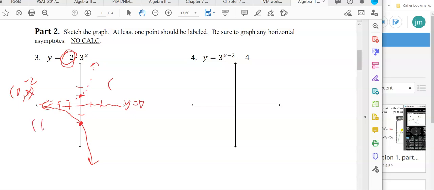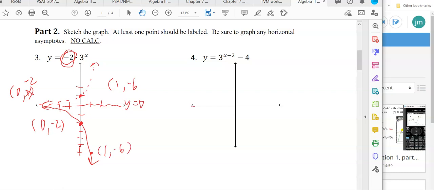I mean, obviously one point there is 0, negative 2. So if you plug in 1, that would be 1 comma negative 2 times 3 is negative 6. So if you go all the way down, 1, 2, 3, 4, 5, 6. So it looks about 1 comma negative 6 would be an extra point that you could plug in and get up on this point there.